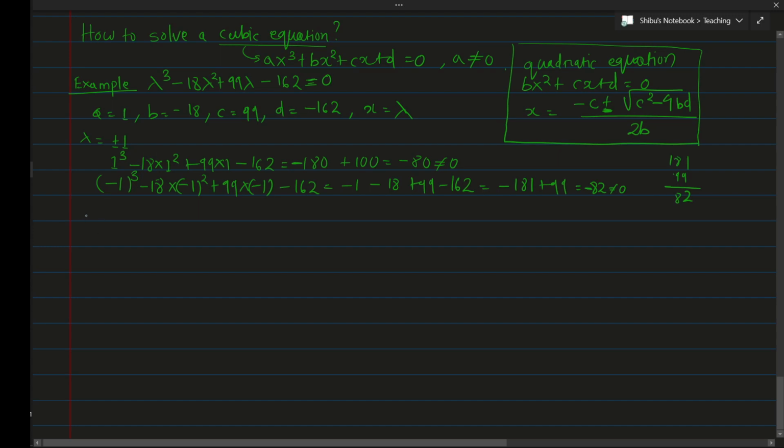Now what we have to do is write all the factors of a and d. So a is 1, so it will have ±1 as its factor. d is -162, so ±1, ±2, ±3, ±6, ±9, and this way there will be other factors also. So let's do the other steps. So this is our step 1.